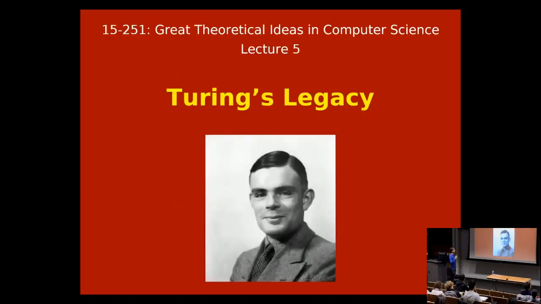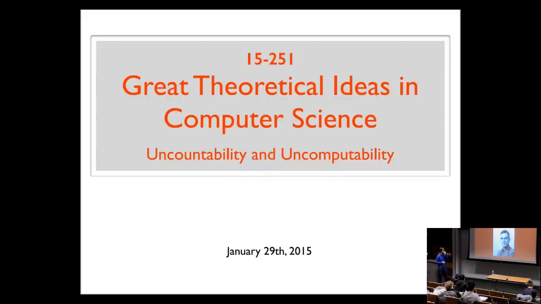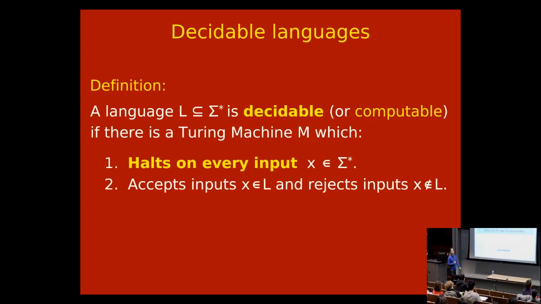OK, so let me move a little bit forward. In lecture 5, we talked about Turing and the definition of computability and decidability and Turing machines. And then in lecture 6, we talked about computability and uncomputability and the halting problem. So let me remind you about those things.